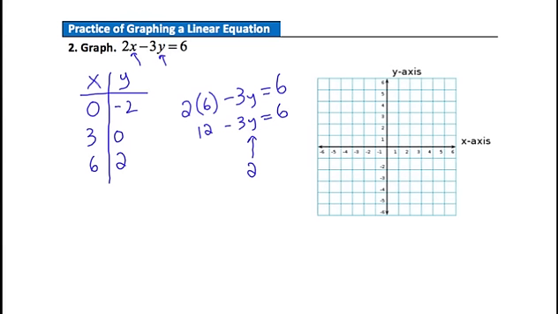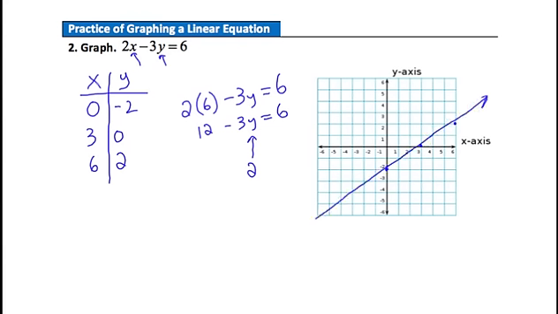So over 0, down 2. Here's one of my points. Over 3, up 0, 1, 2, 3. And finally, that last checkpoint that I chose was 6, 2. So over 6 and then up 2. And now, since my points are all lining up, all 3 points, that tells me that I haven't made a mistake here, and I have confidence in this graph that I'm about to make.